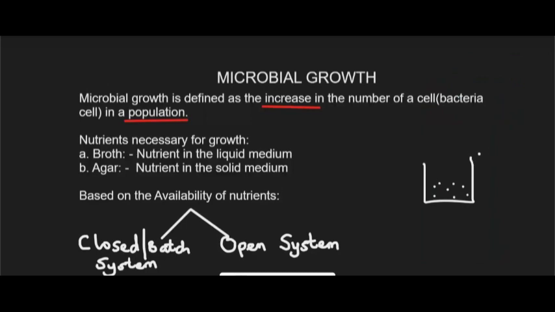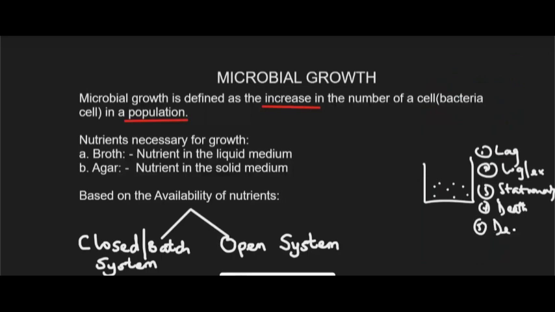So in a closed system, you observe about 5 stages. Number one, your lag phase first. Then you observe your log phase, or what you call your exponential phase. Number three, you observe your stationary phase. Number four, you observe the phase of decline, the phase of prolonged decline. These are the 5 phases you observe in the closed system.